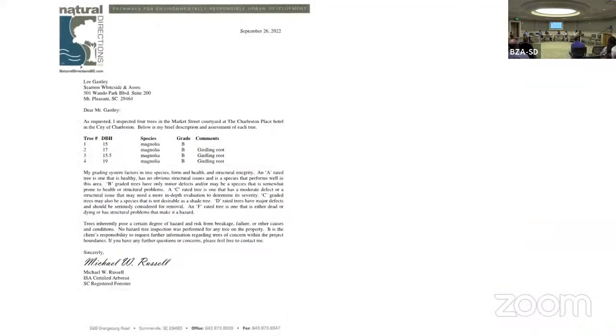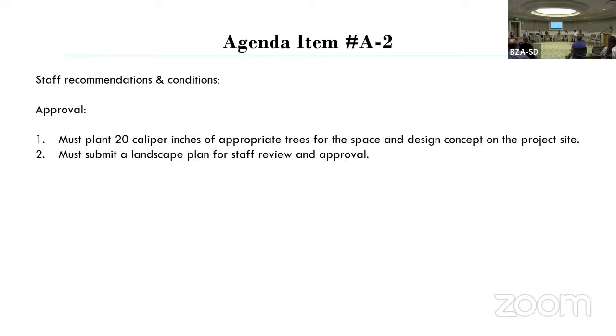This is a letter that they had produced by a certified arborist, Natural Directions, and again, I already stated the sizes of the trees. Even though they're not grand trees, they're protected, but there are a few issues maybe at the base, at the root flare, with girdling roots due to maybe the space, the soil volume that they're growing in. With that said, staff recommends approval with the condition to plant 20 caliper inches of appropriate trees for the space, and that, based on the design concept, the project must submit a landscape plan for staff review and approval.